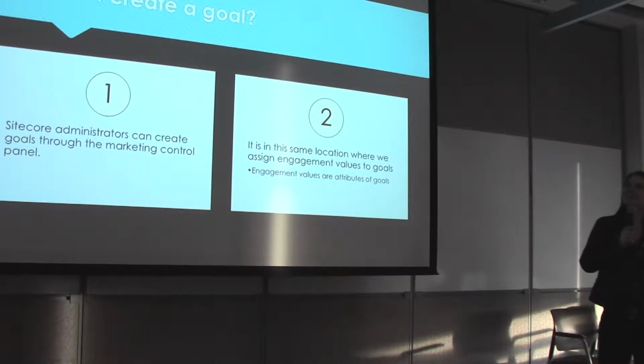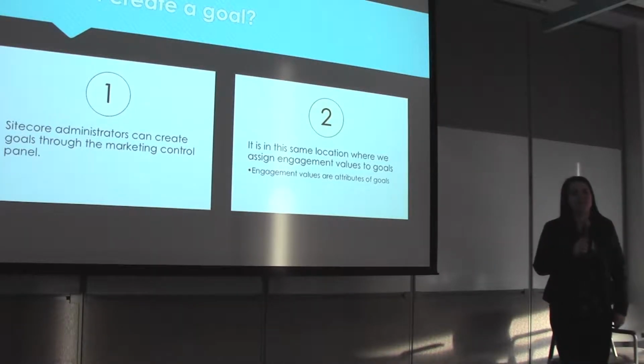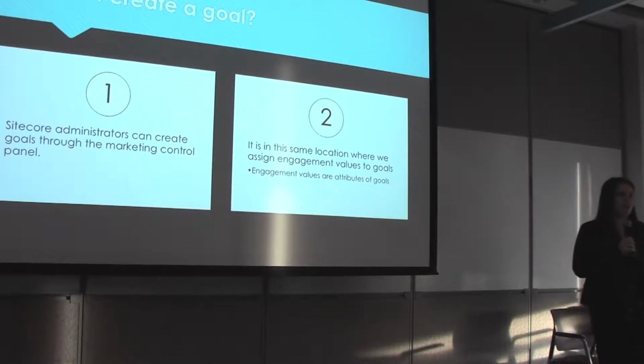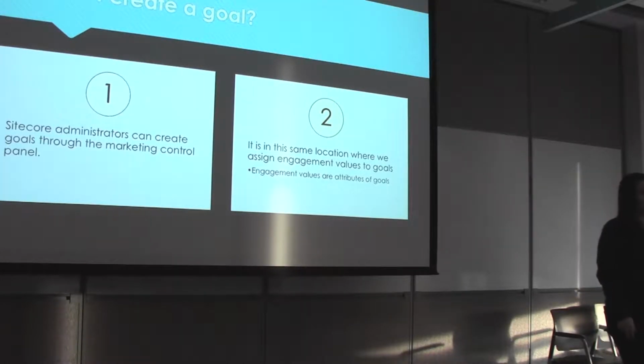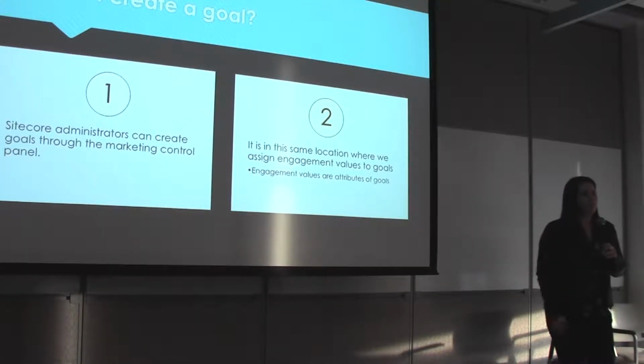So how do I create a goal? In Sitecore's marketing control panel, there are some out-of-the-box goals that come with Sitecore, but you can create custom goals, and these can get triggered at different points throughout the website. These can be different interactions your customer has: if they log in, if they complete a purchase, if they view a particular type of page, if they share something. There's a bunch of different types of goals that can get created.